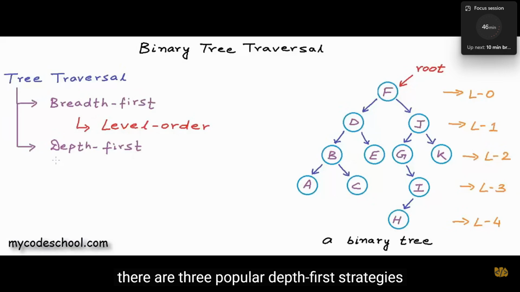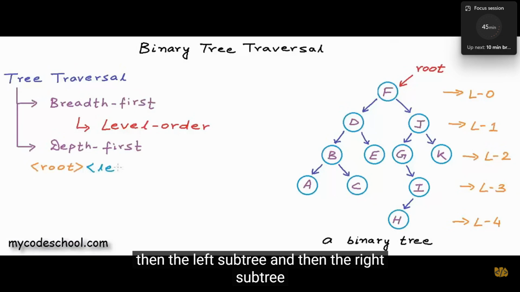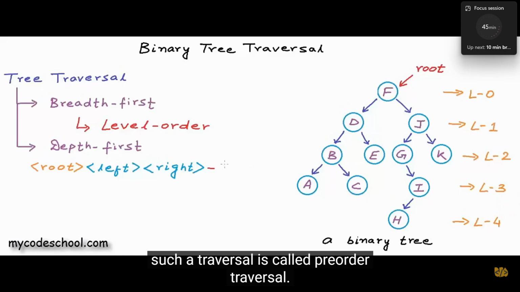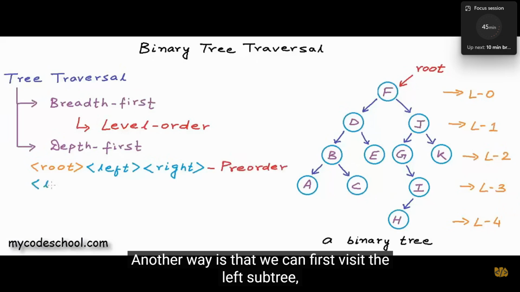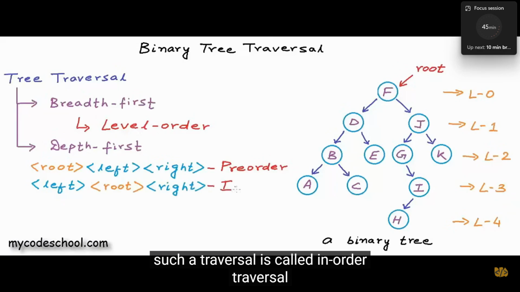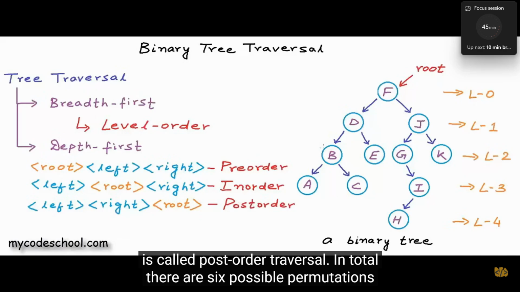There are 3 popular depth first strategies. One way is that we can first visit the root node, then the left subtree, and then the right subtree. Left and right subtrees will be visited recursively in same manner. Such a traversal is called pre-order traversal. Another way is that we can first visit the left subtree, then the root, and then the right subtree. Such a traversal is called in-order traversal. And if root is visited after left and right subtrees, then such a traversal is called post-order traversal.